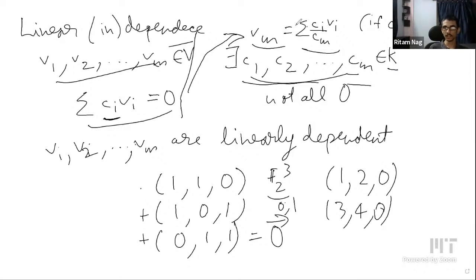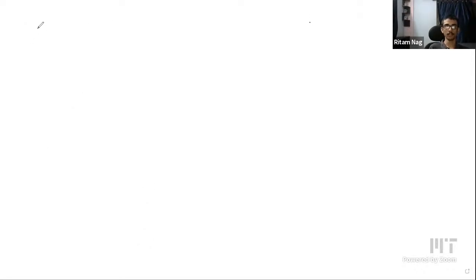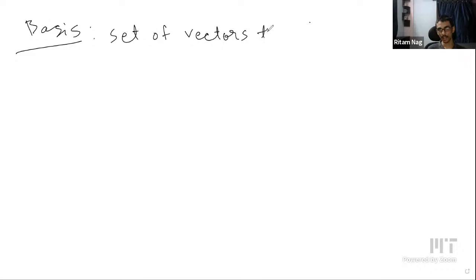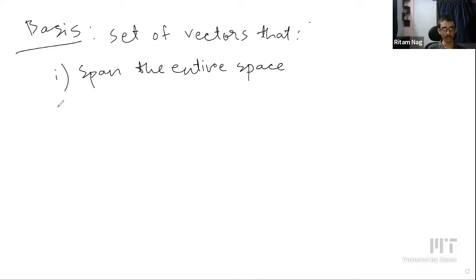If no one else has any other doubts, I'll clear this board as well, and I'll define what is called a basis. So a basis is a set of vectors that do both of the following: span the entire vector space, and are linearly independent.